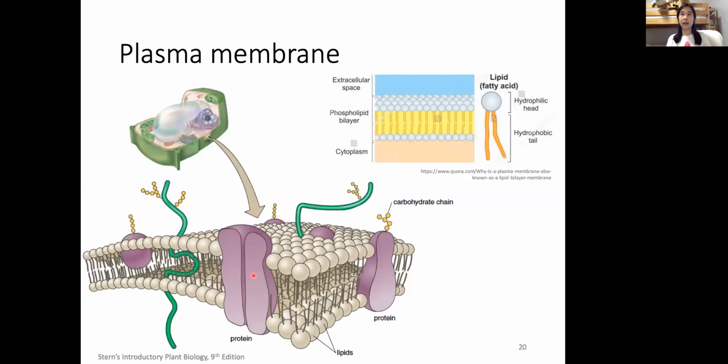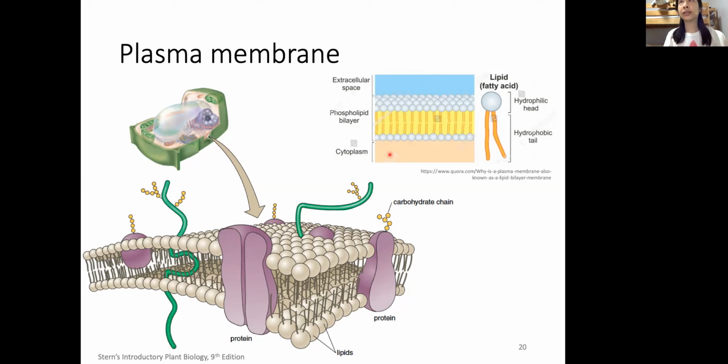All right. The next component I want you to learn about is the plasma membrane. The plasma membrane is very important because it defines the space, and all the cells need to have a plasma membrane. It's a definition of the cells that they need to have the membrane. It's the boundary between the extracellular space, or outside, and inside.